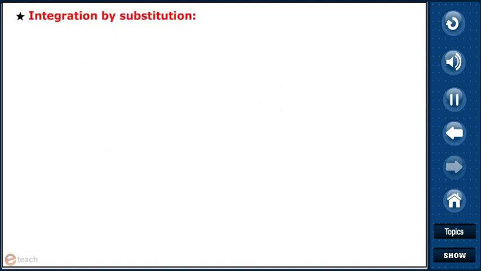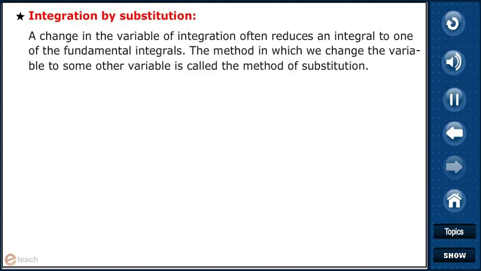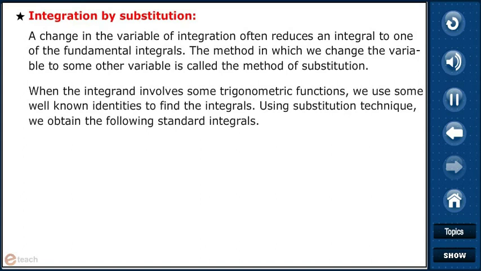Integration by substitution. A change in the variable of integration often reduces an integral to one of the fundamental integrals. The method in which we change the variable to some other variable is called the method of substitution. When the integrand involves some trigonometric functions, we use some well-known identities to find the integrals. Using substitution technique, we obtain the following standard integrals.